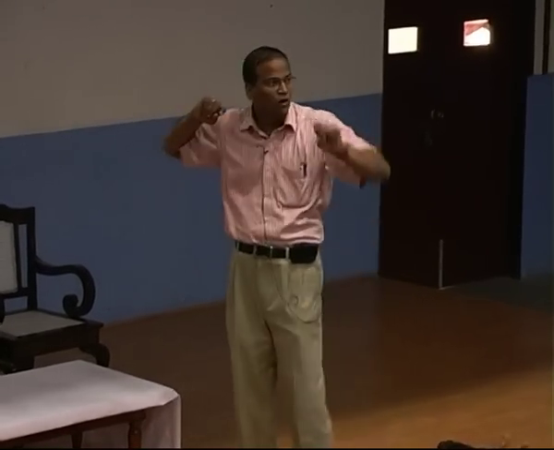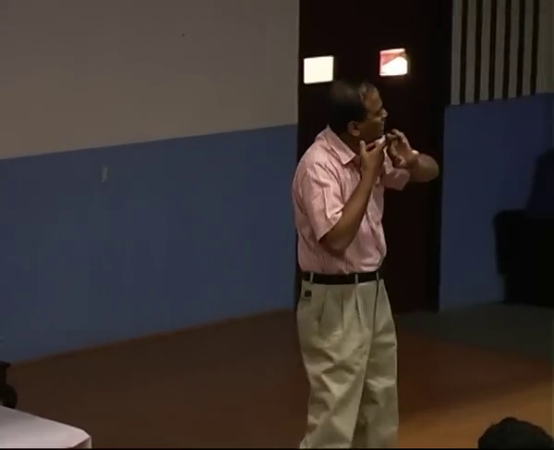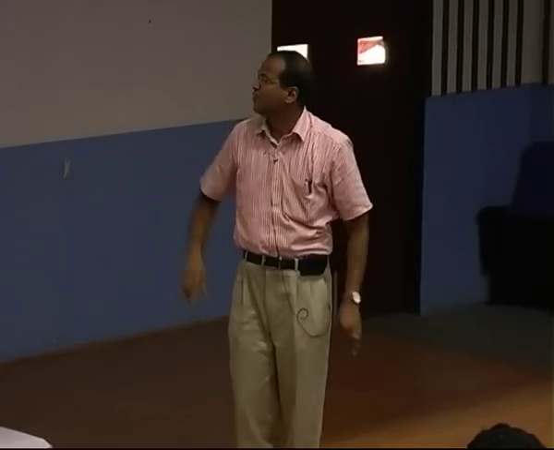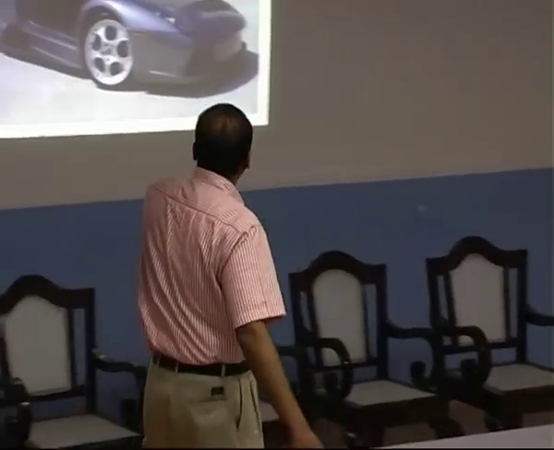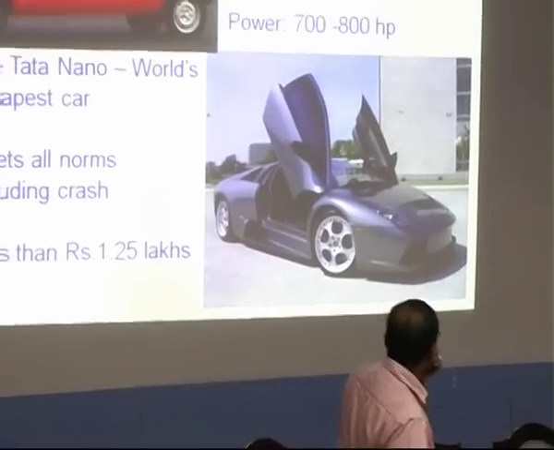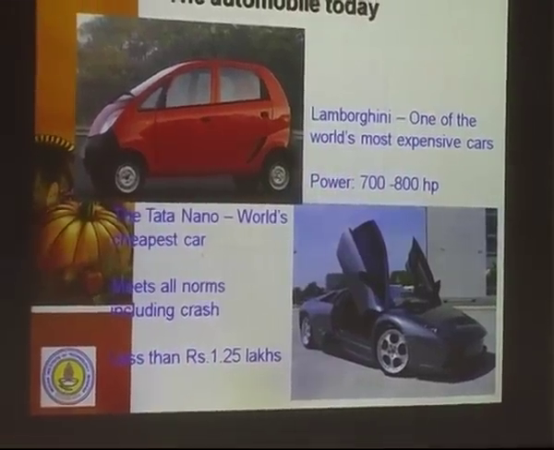But it meets all the European emission norms, all the Indian emission norms. It meets all the crash tests. It costs less than 1.25 lakh. Now look at the other one. That's a sports car. Okay, one of the world's most expensive cars. Power is about 700 to 800 horsepower. But what is the ultimate car?